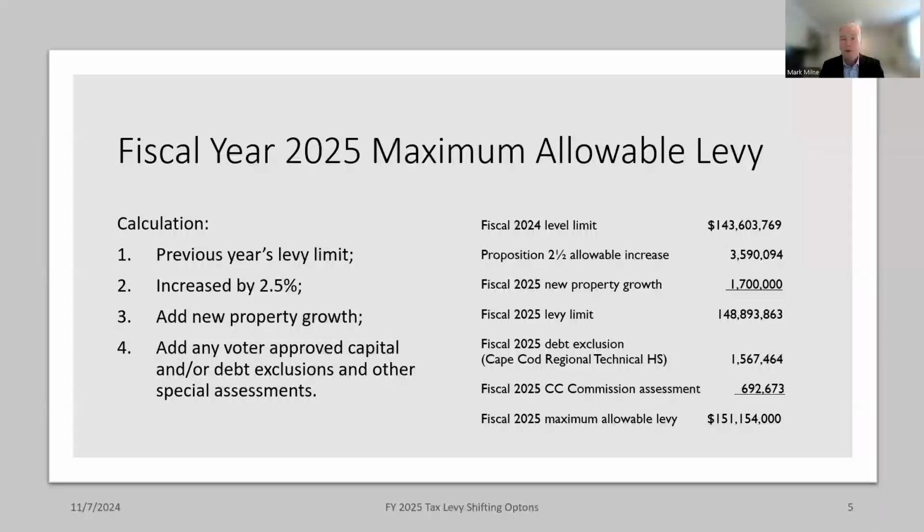And to that, we're allowed to add any voter-approved exclusions or special assessments. We have two of them, one being our share of the debt service for the Cape Cod Regional Technical High School's new building and the Cape Cod Commission assessment. And that gives us a total maximum allowable levy for fiscal year 2025 of $151,154,000.